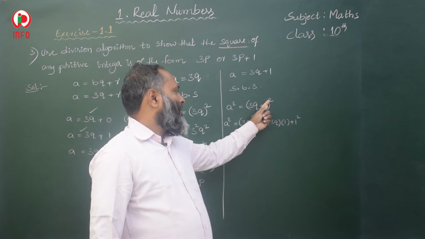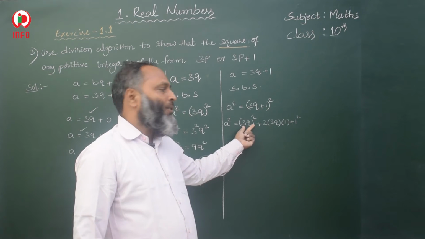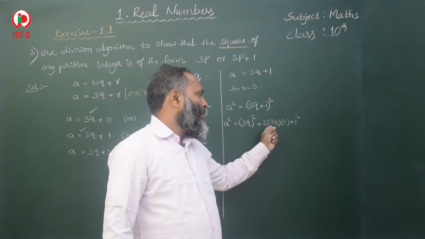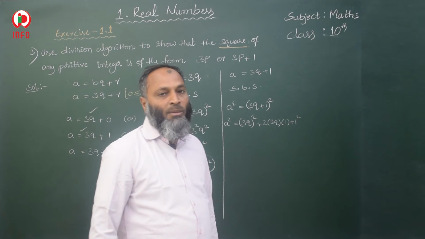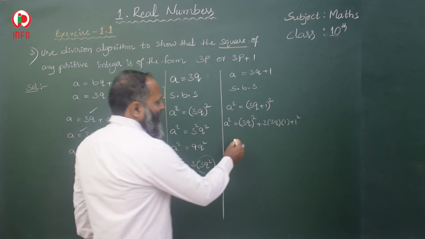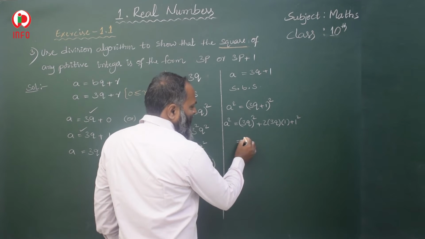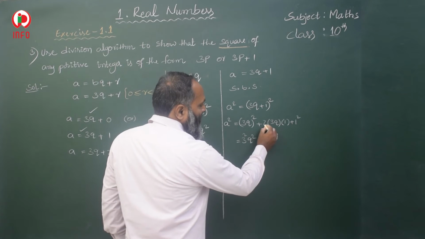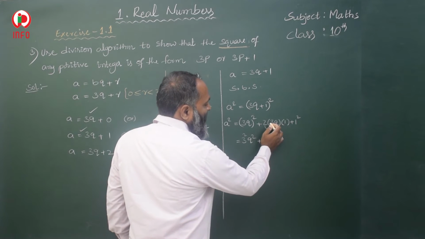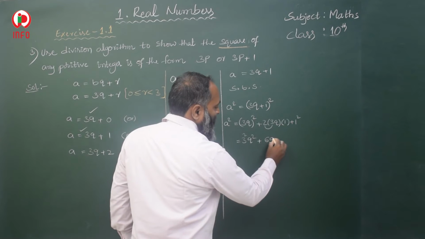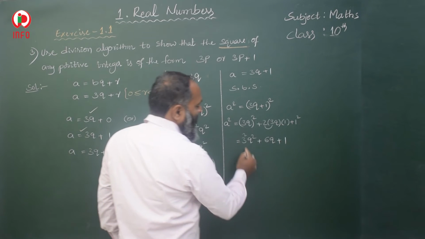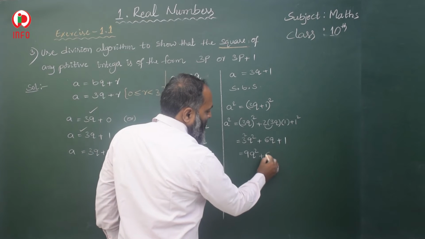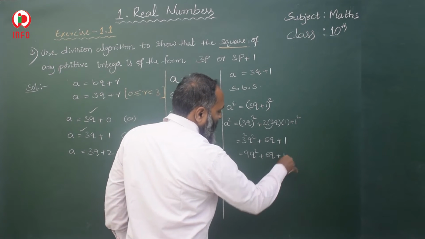(a + b)² = a² + 2ab + b². Here a² is (3q)², a is 3q and b is 1. So (3q)² is 3² q², then 2 × 3 is 6, 6q × 1 is 6q, and 1² is 1. So 3² is 9, and we get 9q² + 6q + 1.